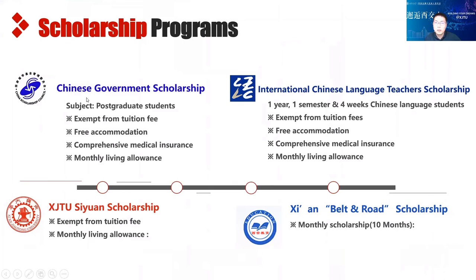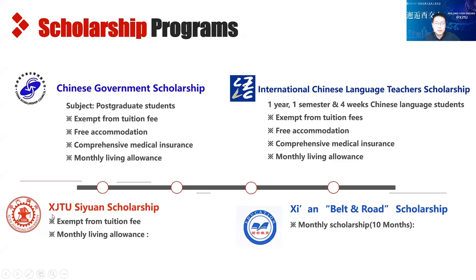The first one is the Chinese Government Scholarship. Because I have just seen some of you asking questions about this scholarship in the chat room, here is quite a detailed introduction. This is for the postgraduate students first. It includes an exemption from the tuition fee, free accommodation, comprehensive medical insurance, and a monthly living allowance, which is 3,000 for master and 3,500 for PhD per month. That's actually quite enough for you to live and study in Xi'an.